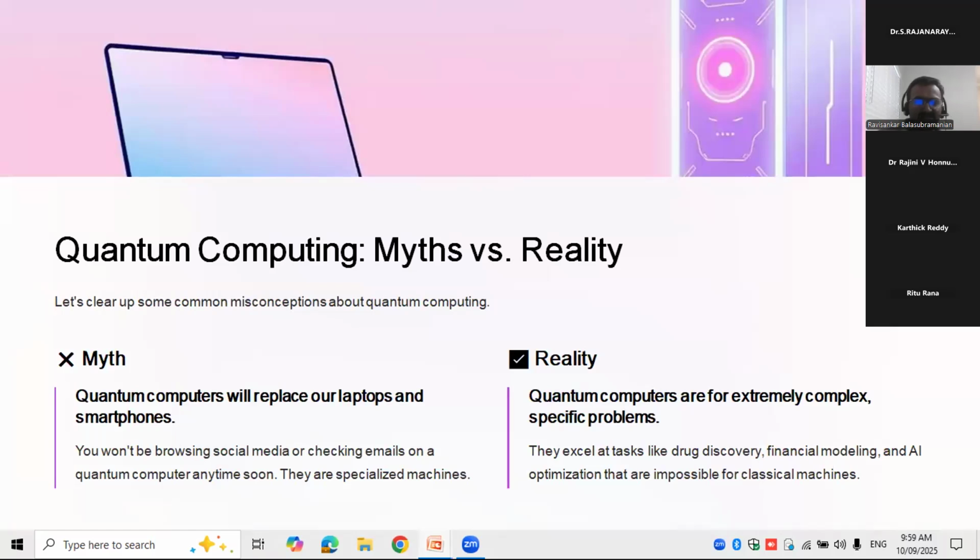The quantum computing myth versus reality. Everybody has questions like whether quantum computers will replace our laptops and smartphones. You won't be browsing social media or checking emails on quantum computers anytime soon. It's a specialized machine, not like our regular computers. It's meant to solve specialized and complex problems, such as drug discovery, financial modeling and AI optimization, that are impossible for classical machines.